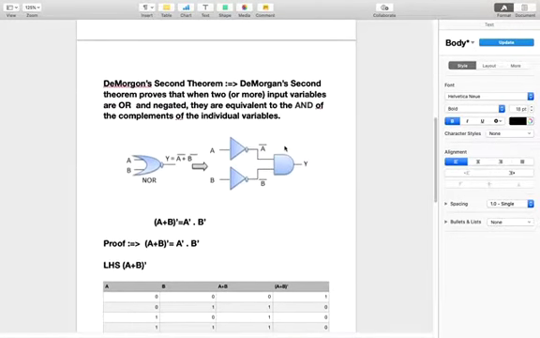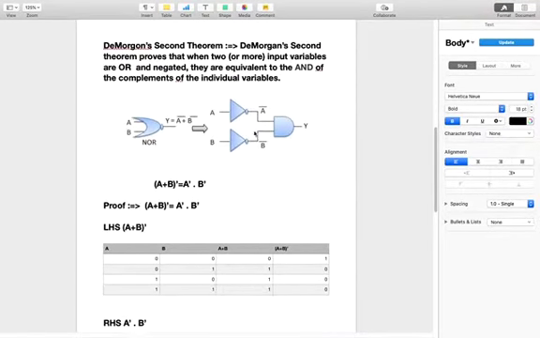Now De Morgan's second theorem says that if we perform an OR gate and then NOT, meaning a NOR gate, it will be equal to the multiplication of the NOT of both variables. De Morgan's second theorem proves that when two or more input variables are ORed and negated, they are equivalent to the AND of the complements of the individual variables.